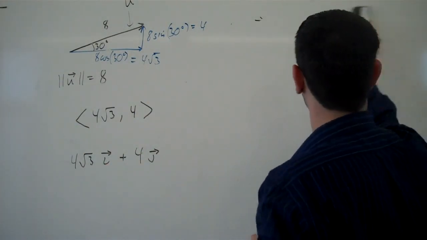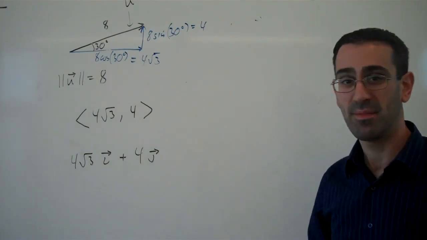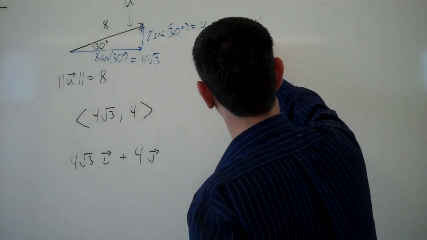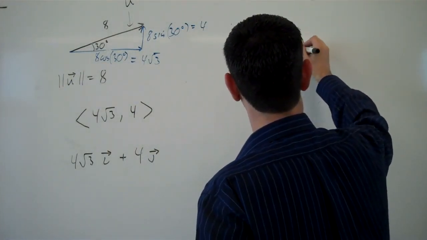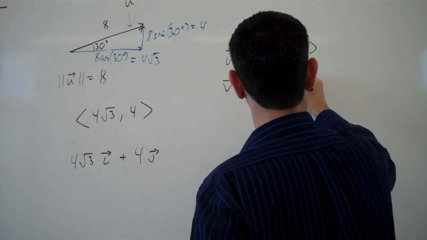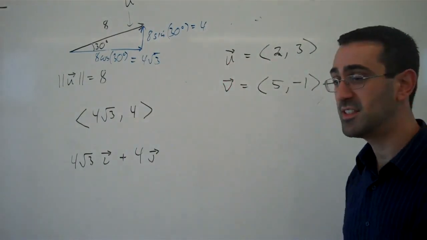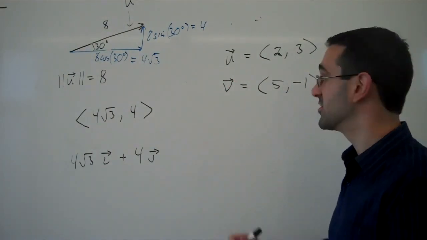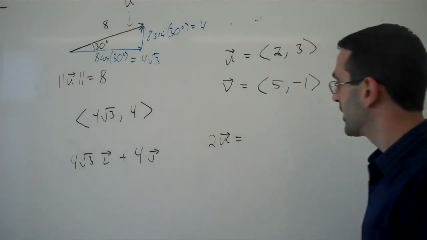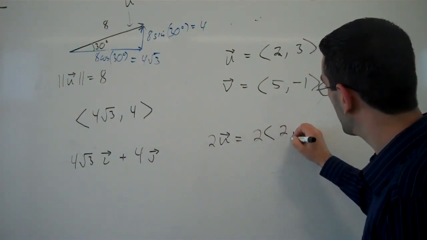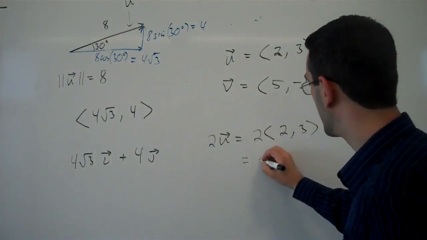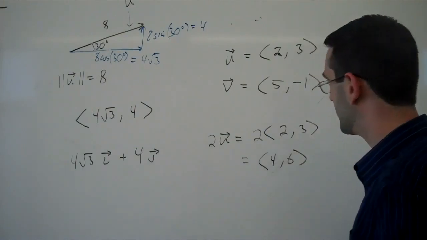Now, one of the nice things about components of vectors is that it makes it very easy to combine vectors. So if I had vector u, which was 2, 3, and vector v, which is 5, -1, then it's very easy for me to either scale or add these vectors. If I wanted to find 2u, for example, then I'm scaling this vector by 2. To scale the vector, I scale each component. So I double the horizontal component, I double the vertical component.